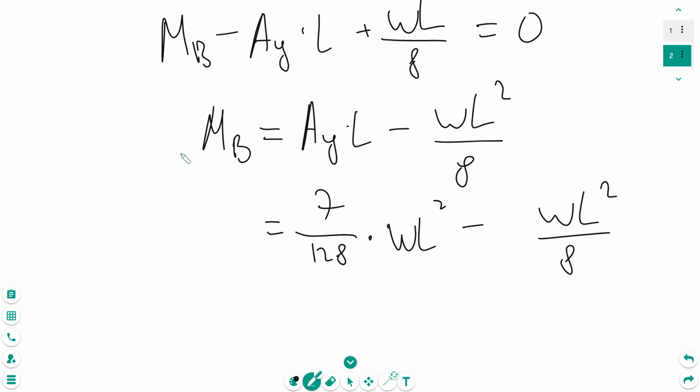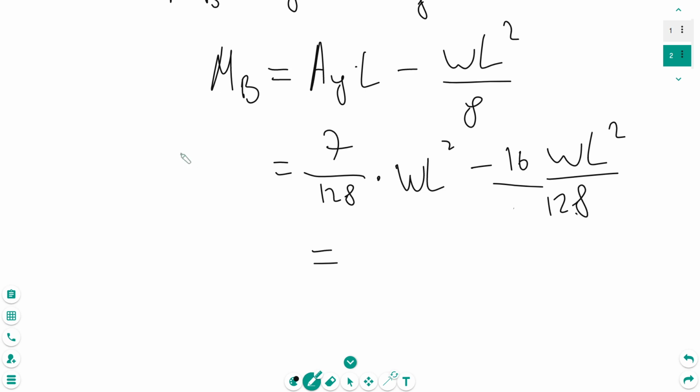And we can then say, well, multiply both sides by 16. So this becomes 16 over 128, and MB is written as negative 9 over 128 W L squared.